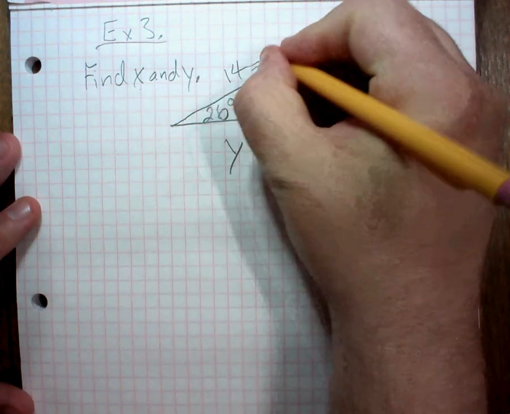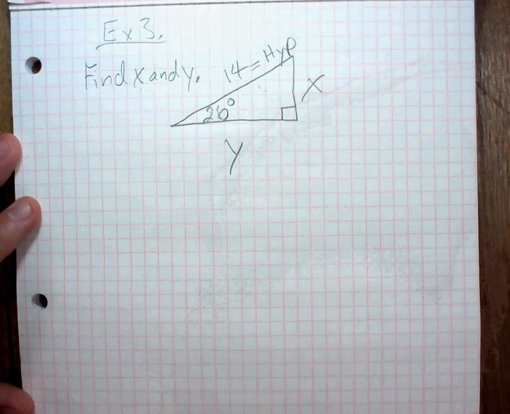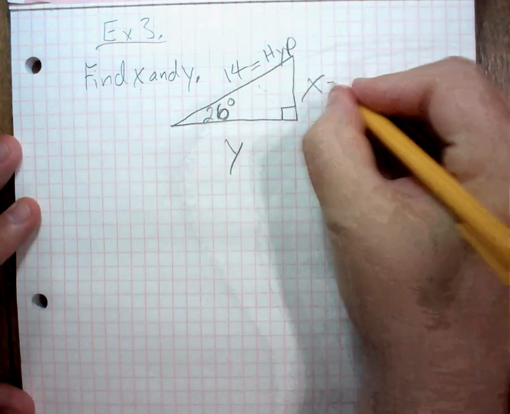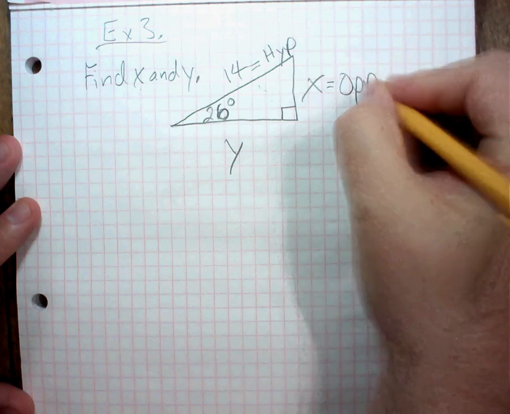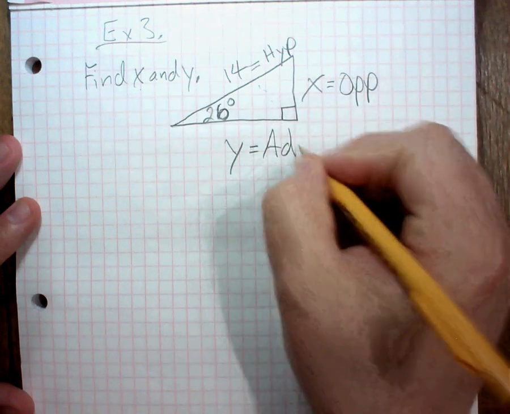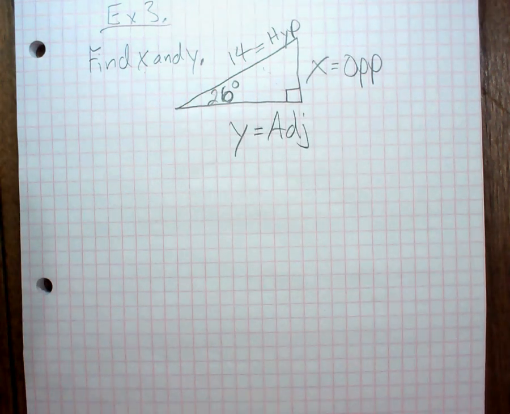So first of all, let's identify the parts of the right triangle. This is the hypotenuse, right? Why? Because it's across from the 90-degree angle. My angle 26 is here, so this is the opposite. And the leftover side is what we call the adjacent.